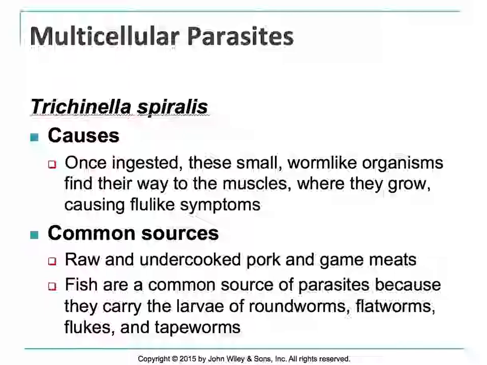Multicellular parasites include Trichinella spiralis. Once ingested, these small worm-like organisms find their way into muscles where they grow, causing flu-like symptoms. Common sources of Trichinella include raw and undercooked pork and game meats. Fish are also a common source of parasites because they can carry the larvae of roundworms, flatworms, flukes, and tapeworms.